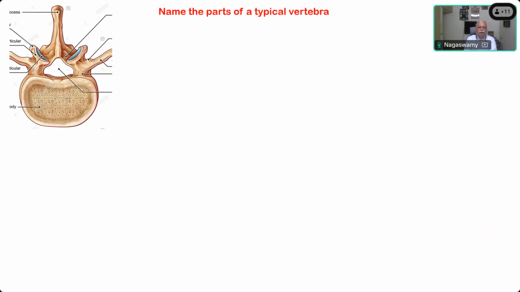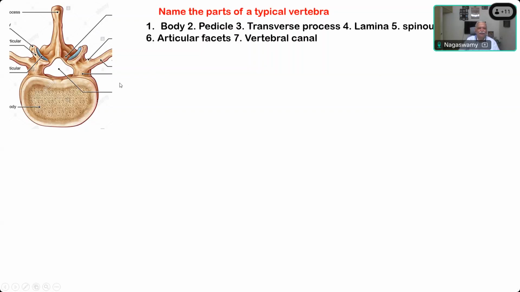Name the parts of a typical vertebra. Vertebral body, spinous process, transverse process, pedicle, lamina, articulating facet, and the central portion. What is this? This is the vertebral canal. Okay. So this is the body. This is the pedicle. This is the transverse process. This is the lamina with the articular facet. This is the spinous process, and this is the vertebral canal.